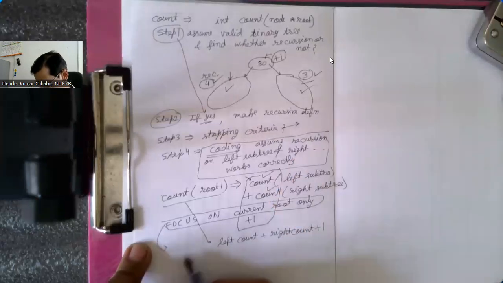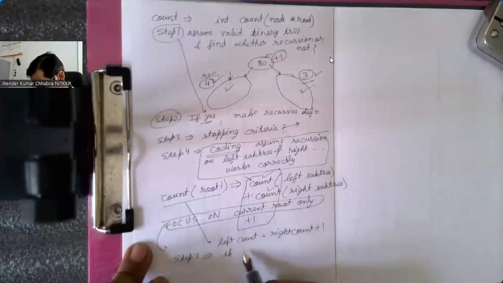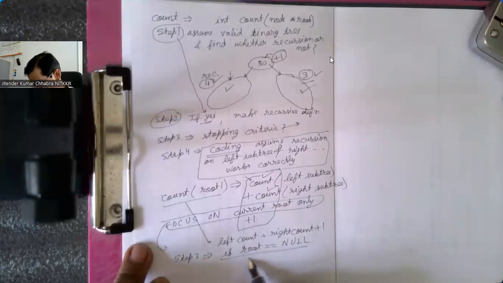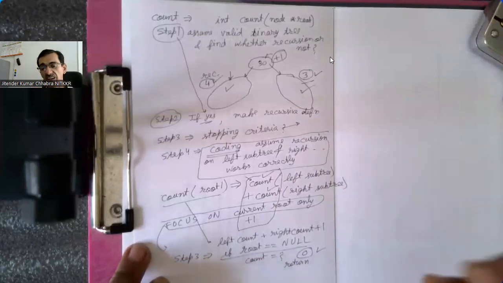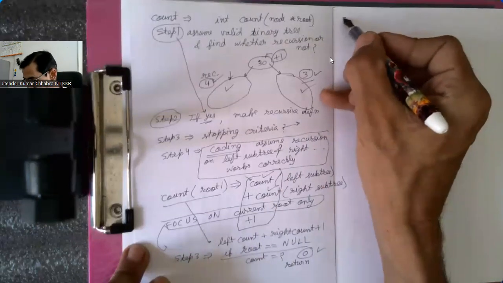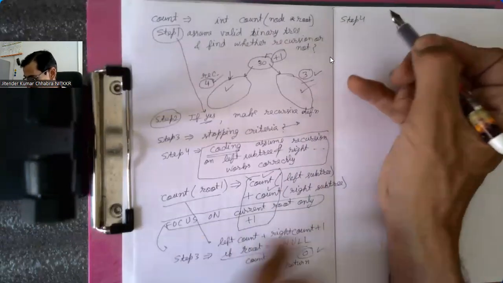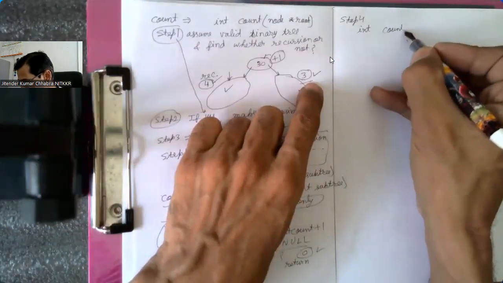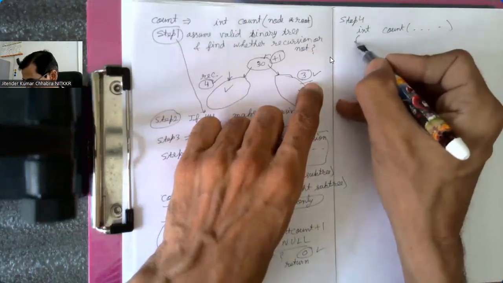Stopping criteria, step 3, you can easily find. If a tree is null, root equal to null is the obvious stopping criteria. If root is null, what is the count? What will be the count? Obviously 0. So I will say that will be the return 0 in this case. And that's it, done. Now step 4, let's do the coding. So effectively I will say int count, whatever parameters to be written. Do this.